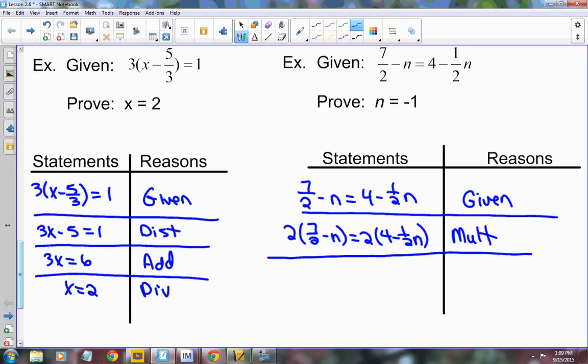It's 2 steps because we multiply both sides by 2, but then what do we have to do? With the 2 that we're multiplying, what do we have to do? We have to distribute it. So you want to show each one of your steps. So you know 7 minus 2n equals 8 minus n. And that will be the distributive property.